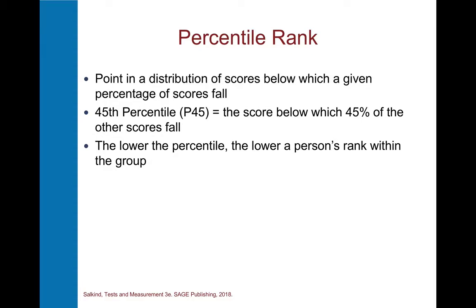A percentile rank is essentially a point in the distribution of scores below which a given percentage of scores fall. So, for example, the 45th percentile is the score below which 45% of the other scores fall. In general, the lower the percentile, the lower a person's rank within that group. This is good information to know, but also keep in mind that this definition doesn't really tell us anything about absolute performance. It's just relative. It's relative to all of the other people that took the test as well.